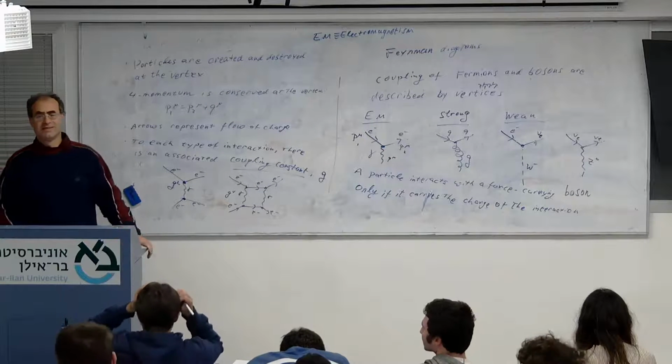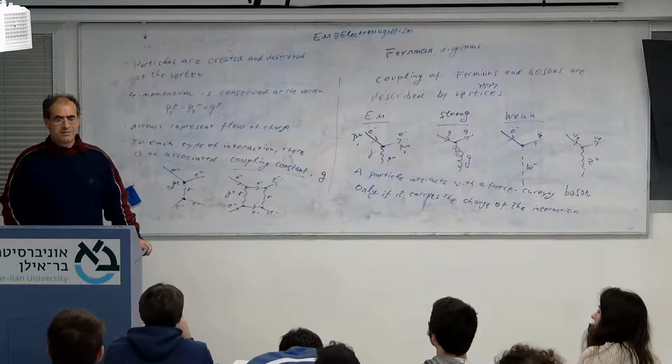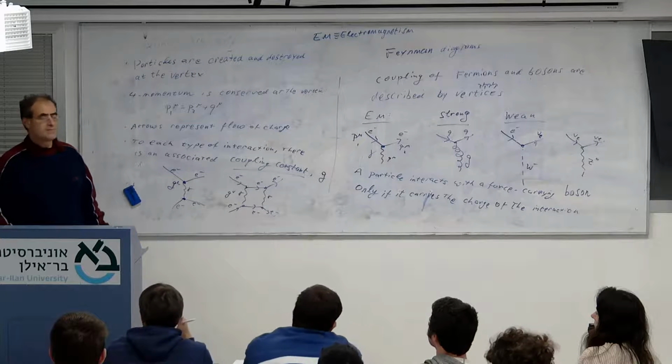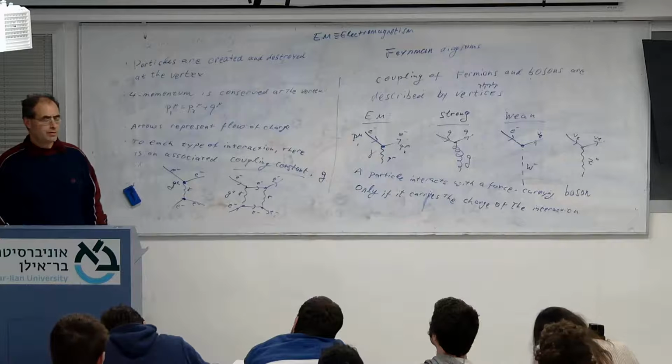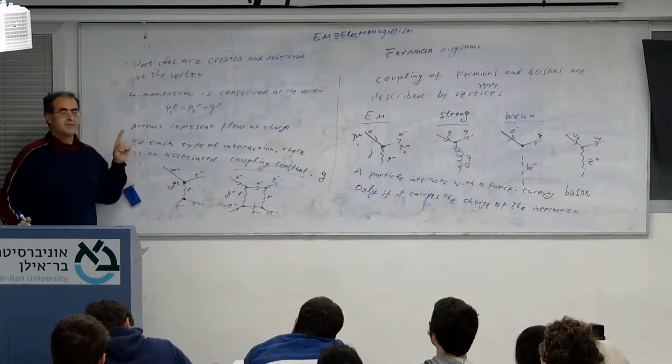Yes. Is G also in giga electron volts? It's unitless. It does not have any units. Not for the bosons, for the interactions. Okay. For the interactions. Yes.